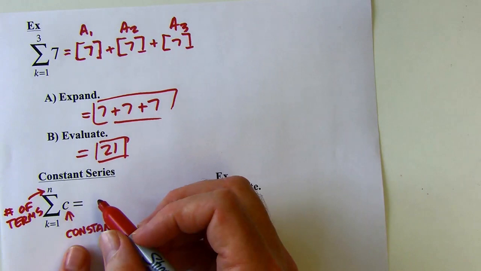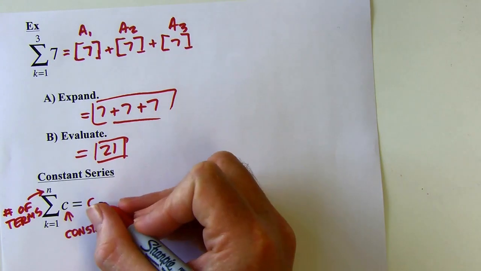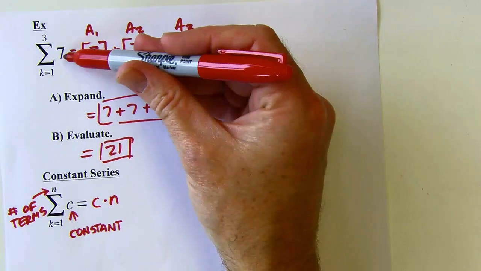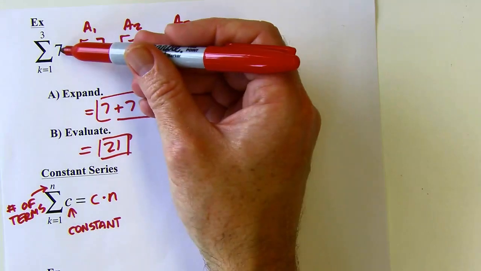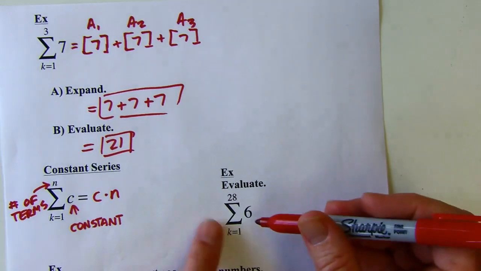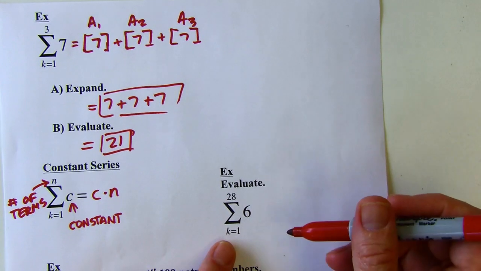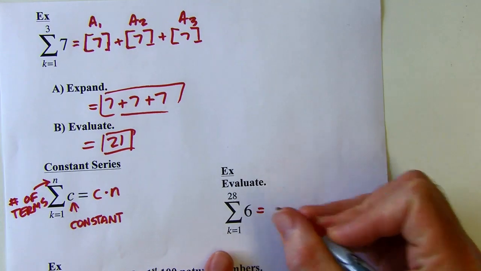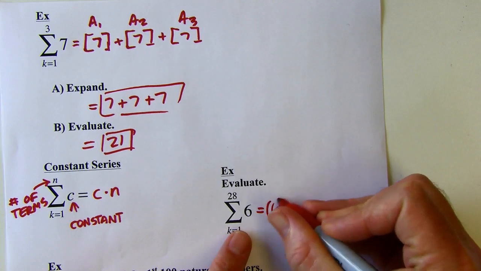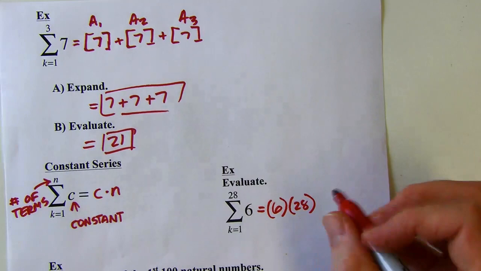So a quick way to do this is just take whatever the constant is and multiply it by the number of terms, okay? So in the last one, I could have done 7 times 3, right? 7 times, and there's 3 terms. So it's just a nice quick way to do that. Now, there's going to be 28 different terms here. They're all going to equal 6. I could expand the whole thing, but if I just saw this and was asked to evaluate, I just think, okay, every term's going to be 6, and there's going to be 28 terms like that, and then you can just do the multiplication, which would come out to 168 here.